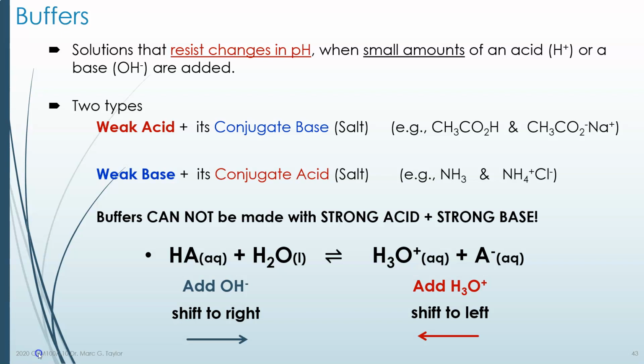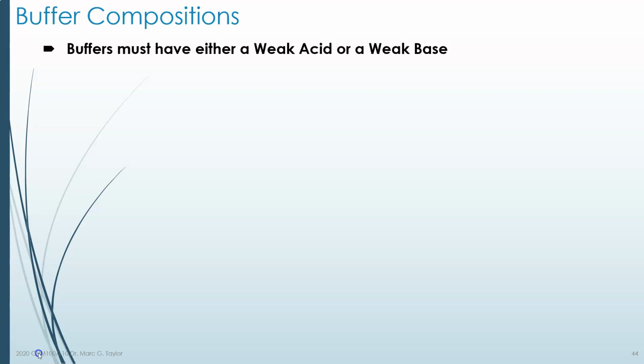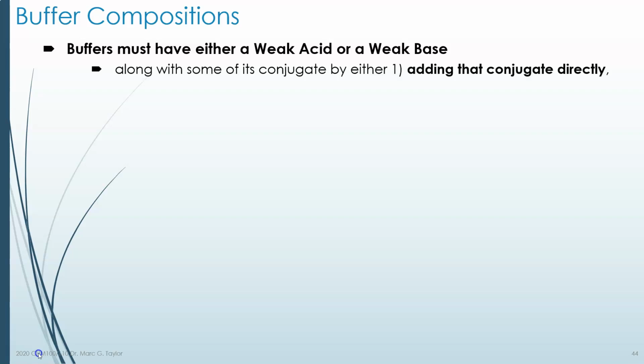So this equilibrium reaction absorbs the excess hydronium ion or the excess hydroxide ion so that a balance is made and the pH is relatively stabilized to a point. So buffers have to have a weak acid or a weak base in them, along with their respective conjugate.